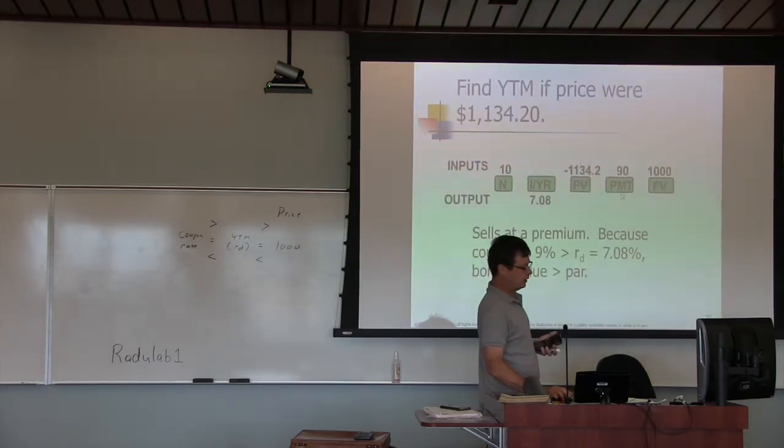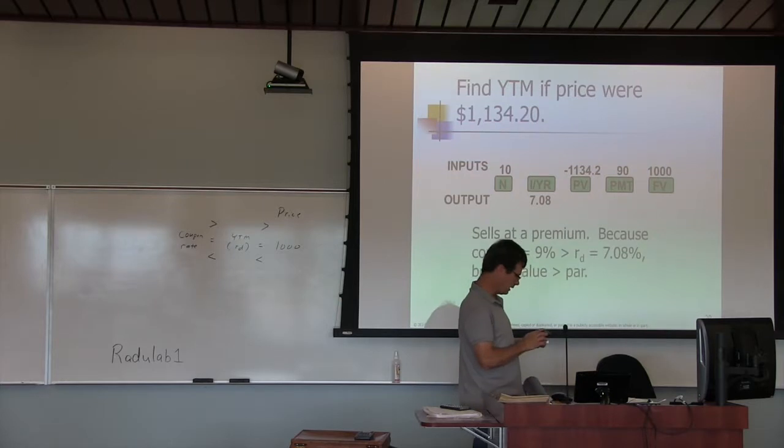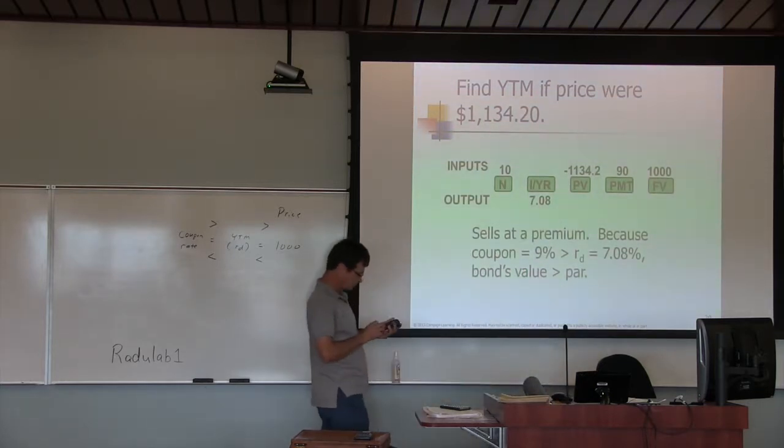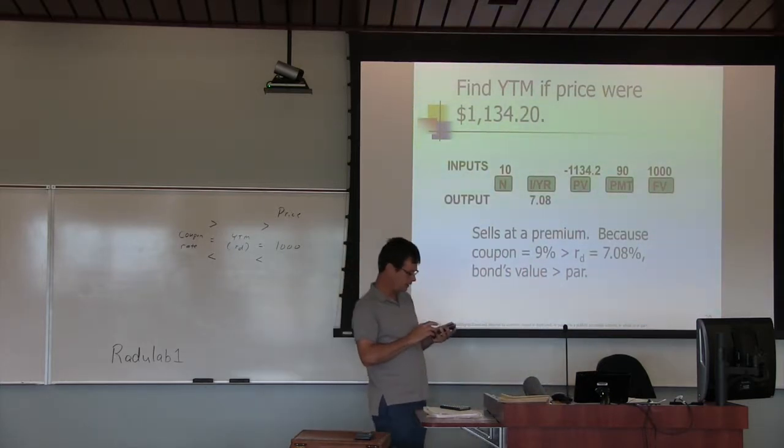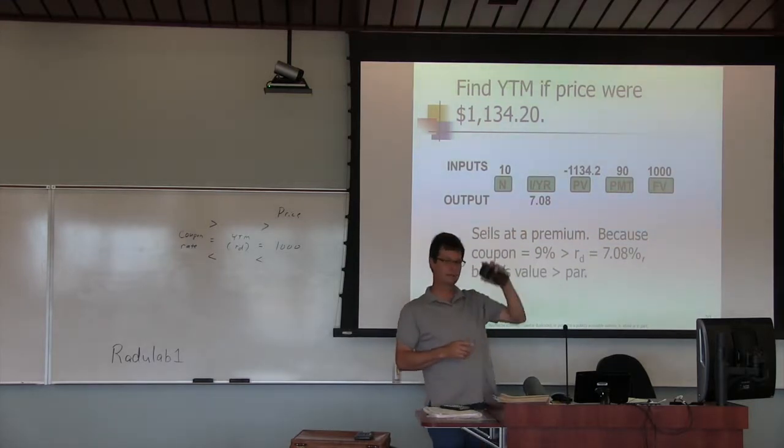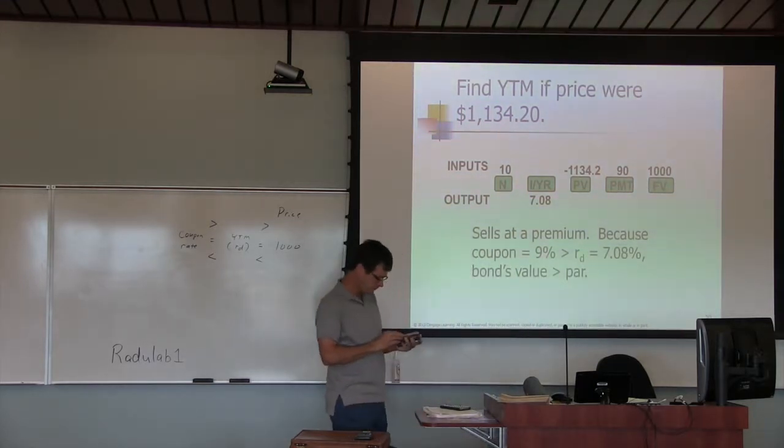All right, so we went through some examples here. Let's go ahead and hit this one. Just get the financial calculators fired up a little bit here. Let's say that the price on this bond is $1134.20.